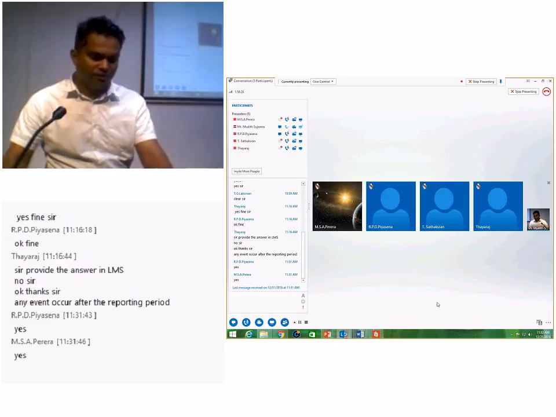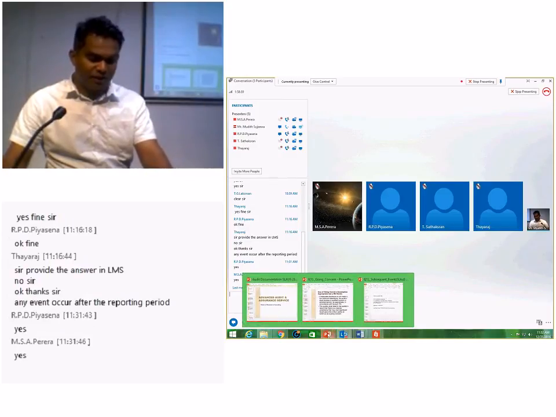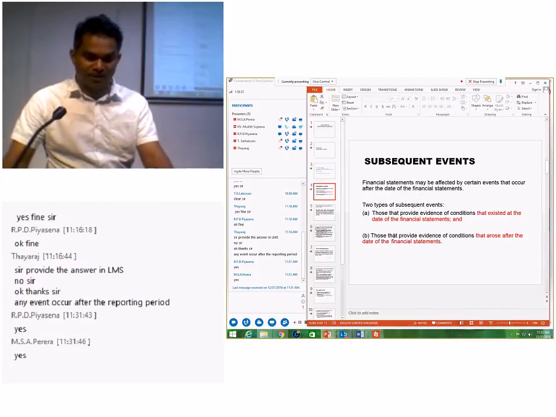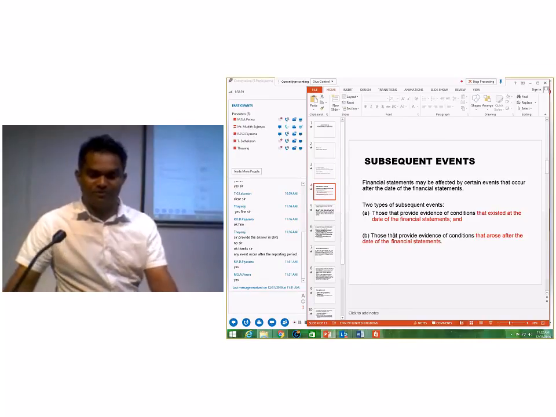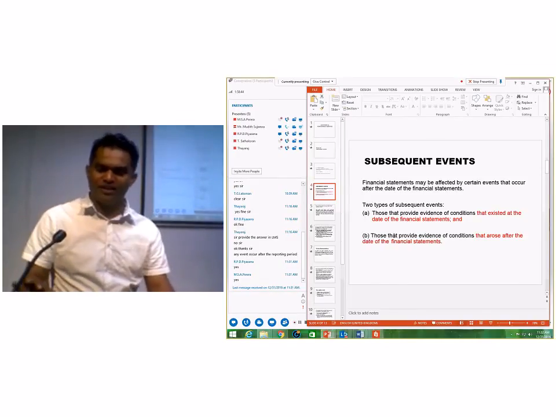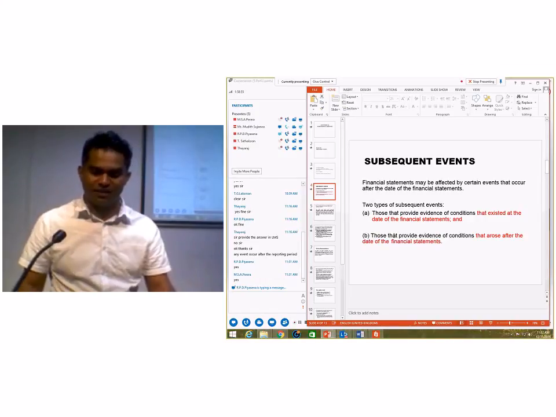Therefore, the standard on events after the reporting period tells you about two different types of events and conditions. Right? Two types of subsequent events: those that provide evidence of conditions that existed at the date of the financial statements, and the second category, those that provide evidence of conditions that arose after the date of the financial statements. So the first scenario is what?